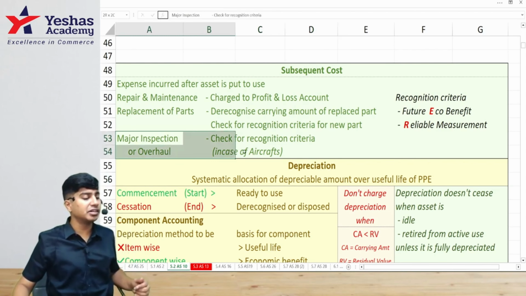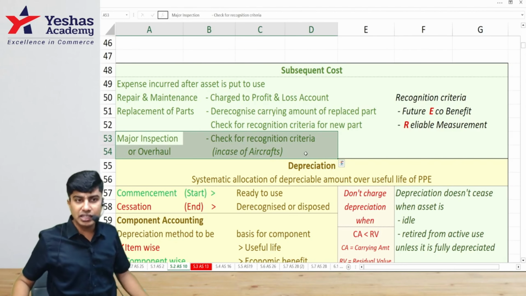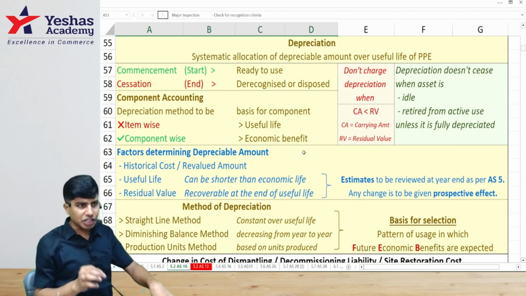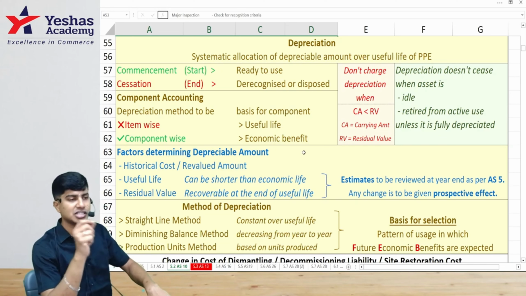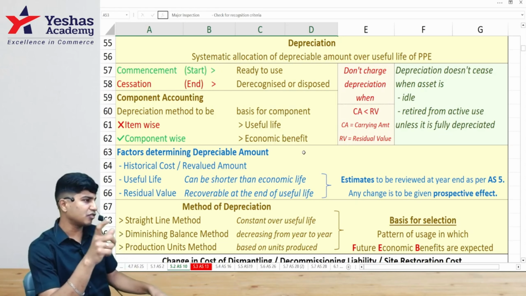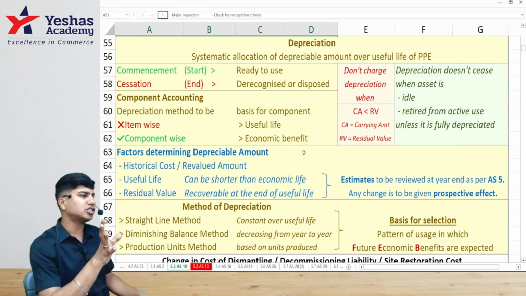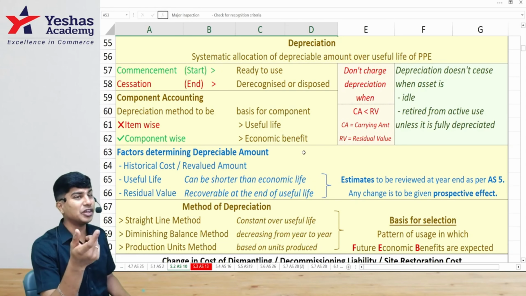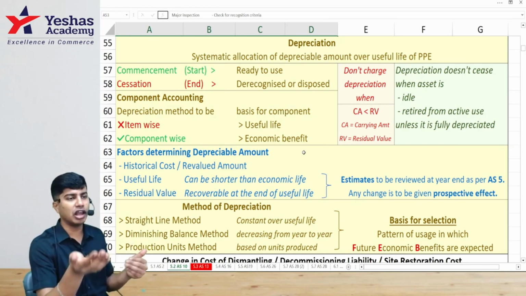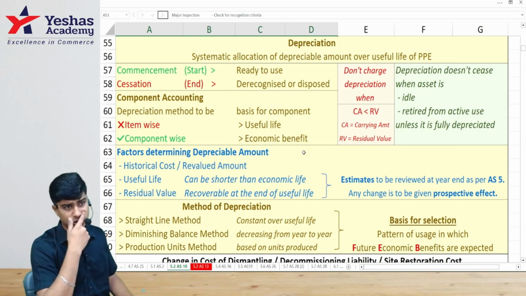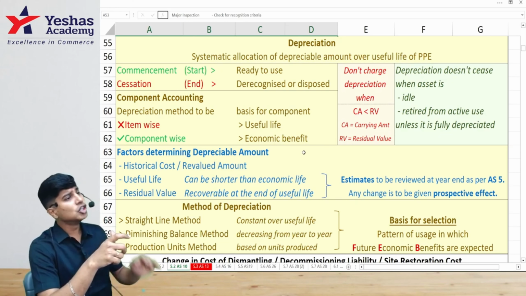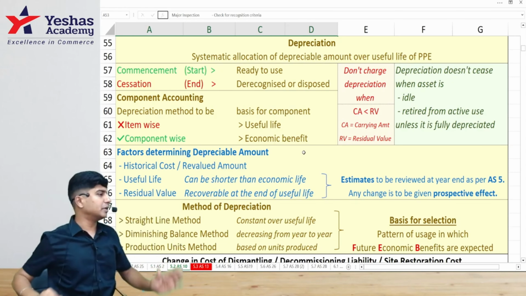An example can be a major inspection done for overhauling an aircraft. All of these are such expenditures. Then depreciation. See, depreciation is the systematic allocation of the depreciable amount over the useful life of the asset. If the useful life of the asset is about 10 years, the cost of the asset is 1 lakh and the scrap value estimated is 10,000: 1 lakh is what you pay to get the asset, 10,000 is what you get at the end of the useful life. So throughout the useful life, the decrease is only 90,000 rupees. That 90,000, which is the decrease in cost from 1 lakh to 10,000, should be written off over that useful life. That is depreciation.